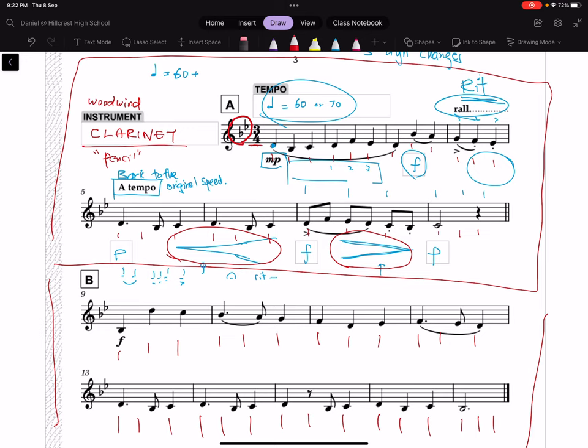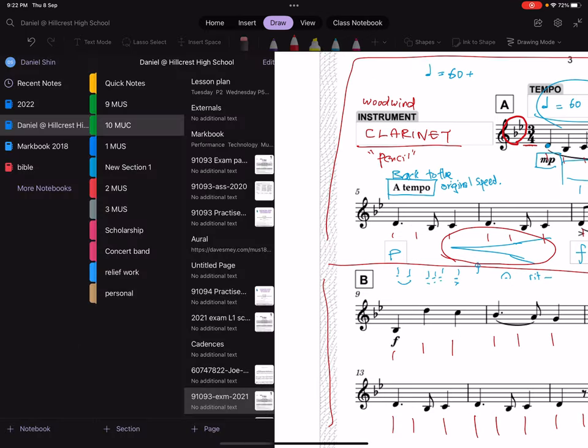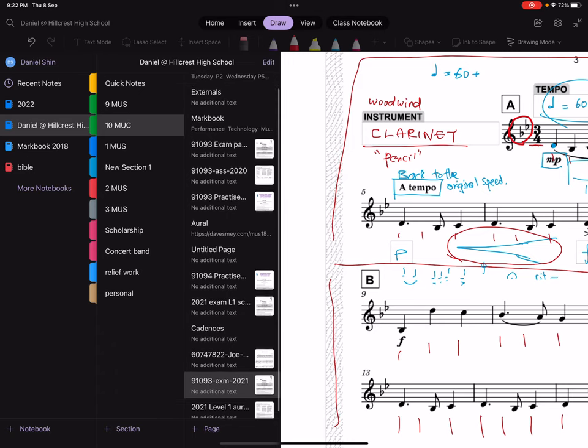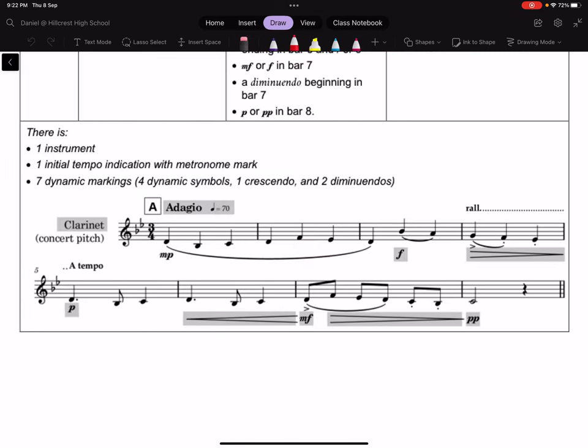Just pause there. As we did the rallentando, which slows the music down, there was a change in dynamics. Now, how do I know? Well, I looked at the answers. So, if I go to the mark book here.